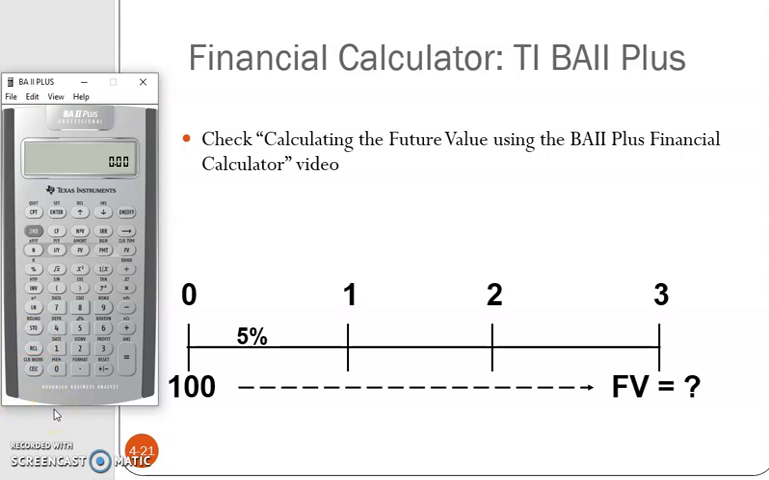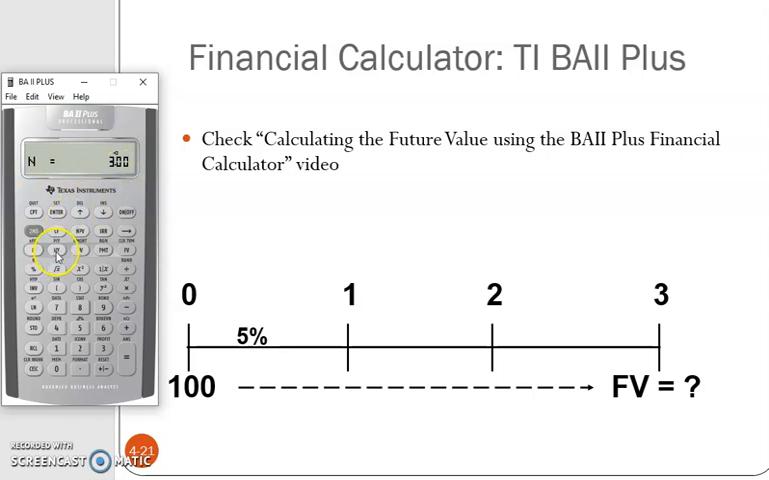We are now ready to start our calculation. I'm going to go from the left to the right, but it's not necessary to go in a specific order. It just helps. So N is the number of time periods. In our question, N is equal to 3 because we have 3 years. So I'm going to start by hitting 3 and then N. So my calculator stores N equal to 3.